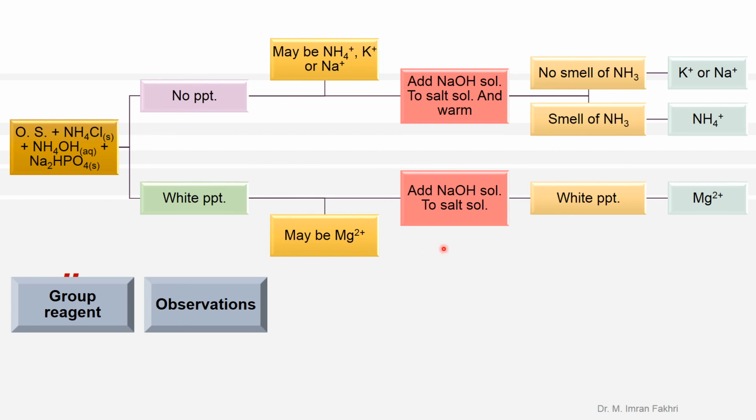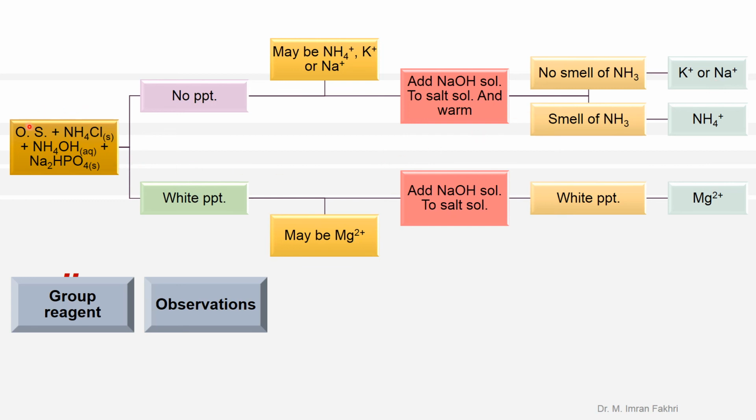And now for further analysis, we are going to add sodium hydroxide to the salt solution, and we have to heat that solution. If on heating the salt solution the smell of ammonia is produced, this means that the salt contains ammonium ion. If no smell of ammonia is observed, this means that potassium or sodium ion is present in our given salt.